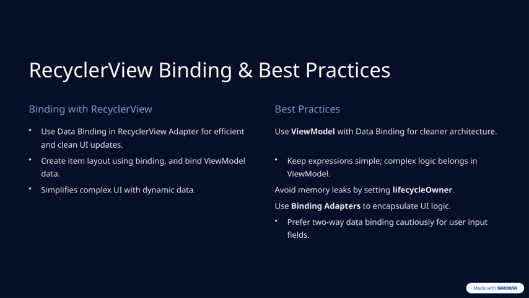All right, let's talk about RecyclerView binding and some best practices to keep in mind. When you're working with RecyclerView, using data binding can really make your UI updates more efficient and cleaner. Instead of manually finding and updating views, you create your item layout with binding, which allows you to bind your view model data directly. This approach simplifies handling complex UI that depends on dynamic data, making your code more manageable.